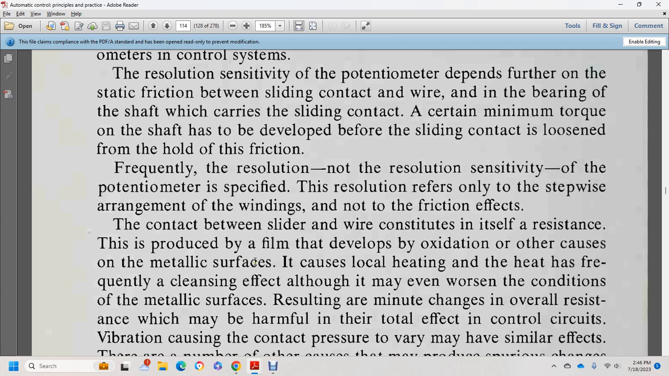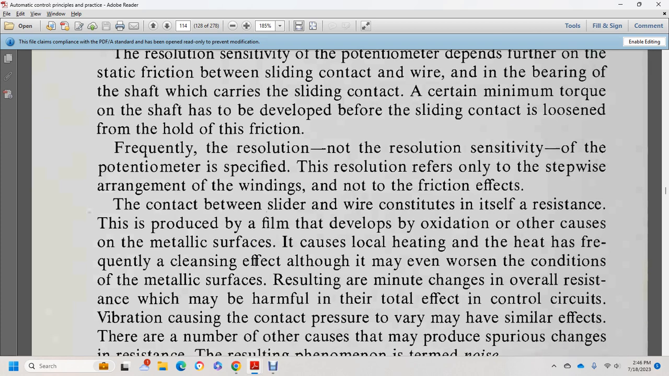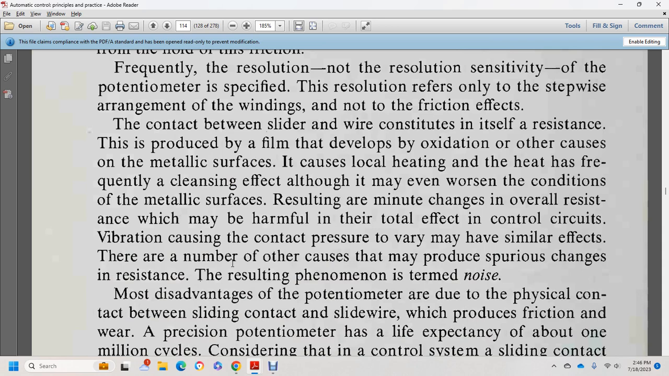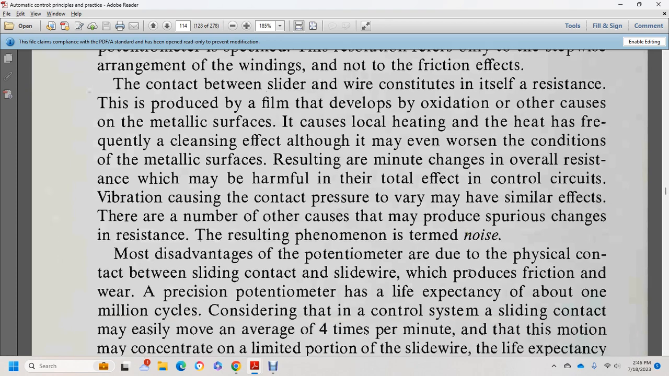Causes local heating and a heating of the frequently cleansing effect, although it may even worsen the condition of the metallic surface as a result of minute changes. Overall resistance may be harmful to the total effect of the control circuit. The vibration caused by the contact pressure of the wiper may have a similar effect, and a number of other causes may produce spurious changes in resistance, resulting in the phenomenon termed noise.